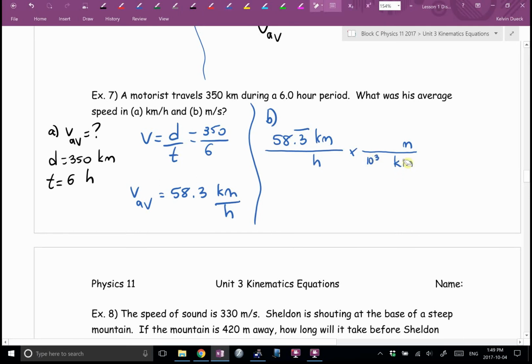That K is a 10 to the third in disguise. There's already a 10 to the third down there. It's going to go always where you're missing the metric prefix. Don't memorize top or bottom. It goes where you're missing the metric prefix.